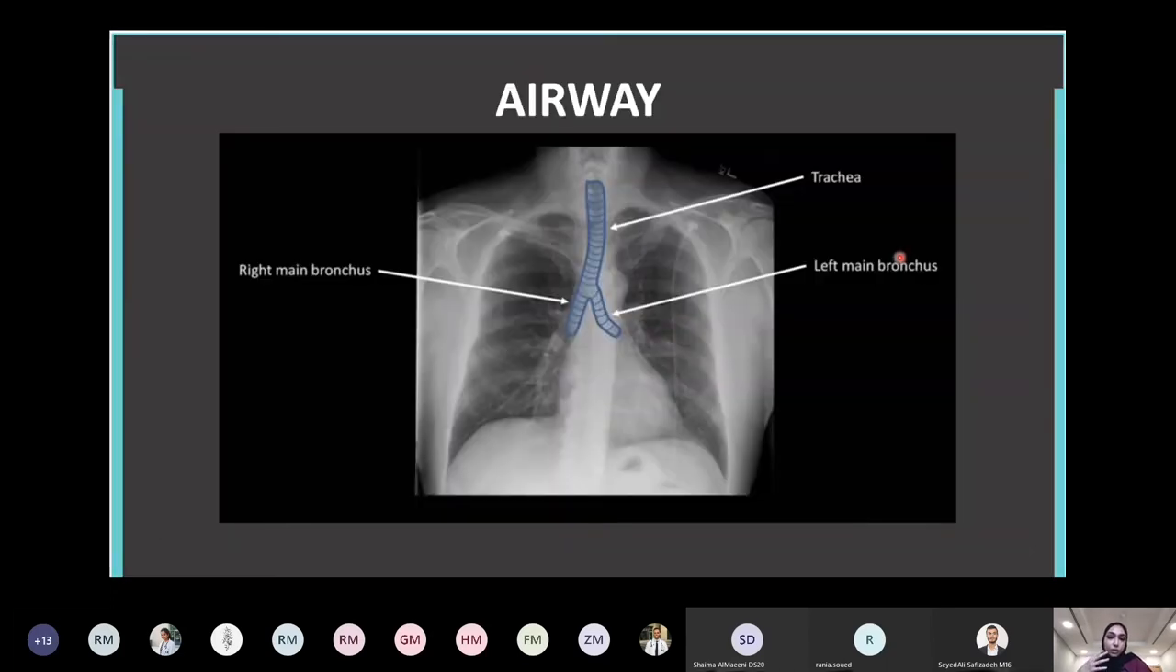Just some general topics about the airway. The airway is basically your trachea. Your trachea has to be in the middle. It has to be central. It can't be deviated to the right or to the left. And then you have the right main bronchus and the left main bronchus, so two main bronchi. If you notice, the right main bronchus is a bit vertical, so it's a bit steeper compared to the left main bronchus. And that's important because if someone aspirates a foreign body, this foreign body is most likely going to get lodged over here compared to the other lung. It's rare to find a foreign body lodged in the left main bronchus, but it could happen. So keep that in mind.